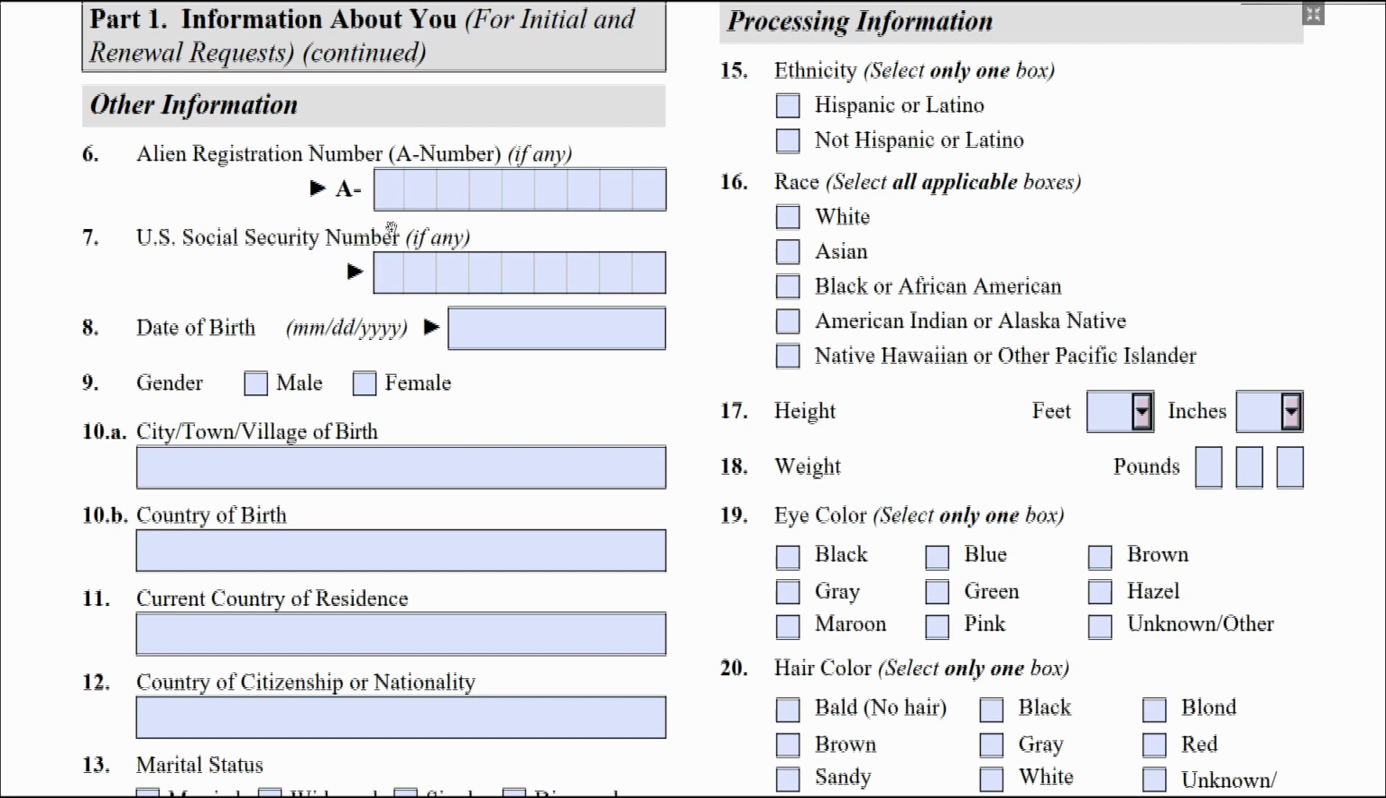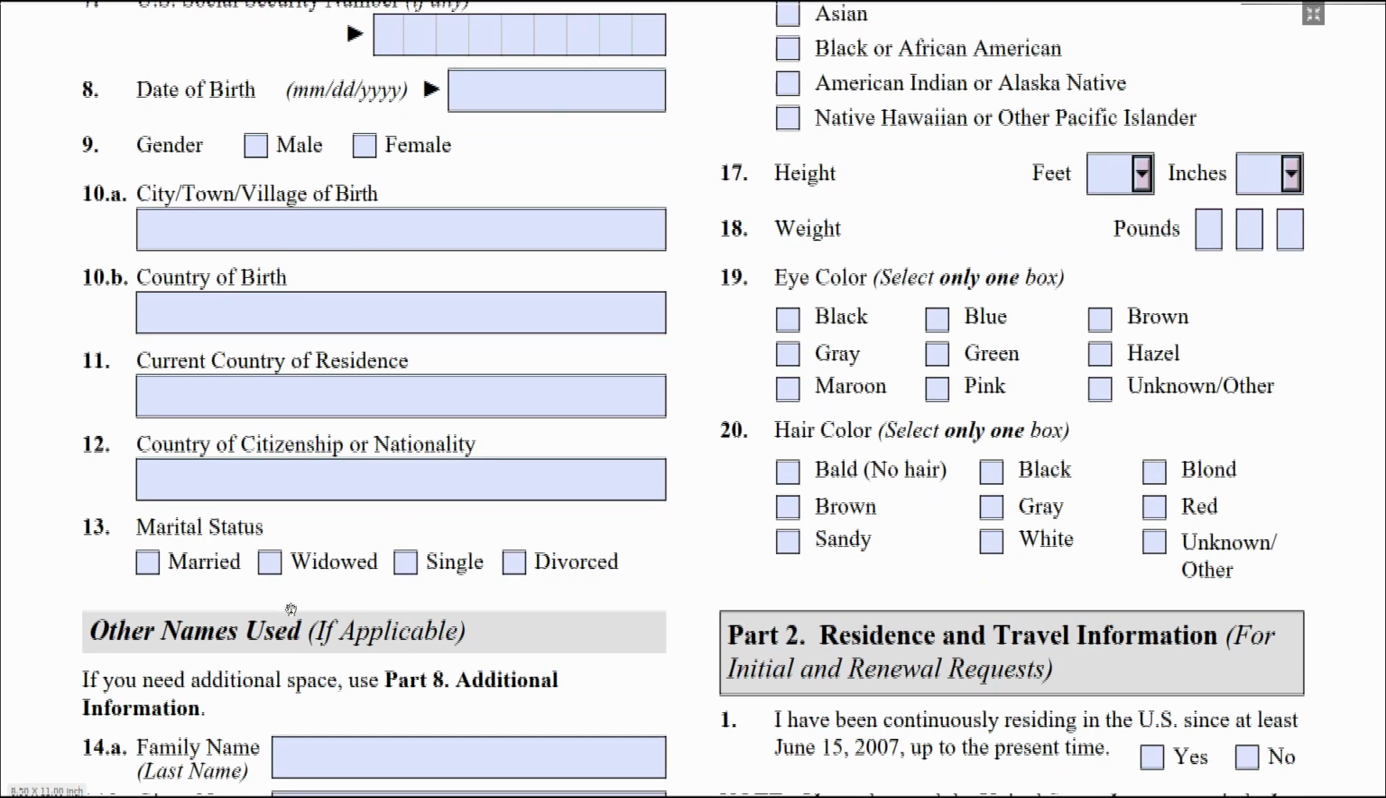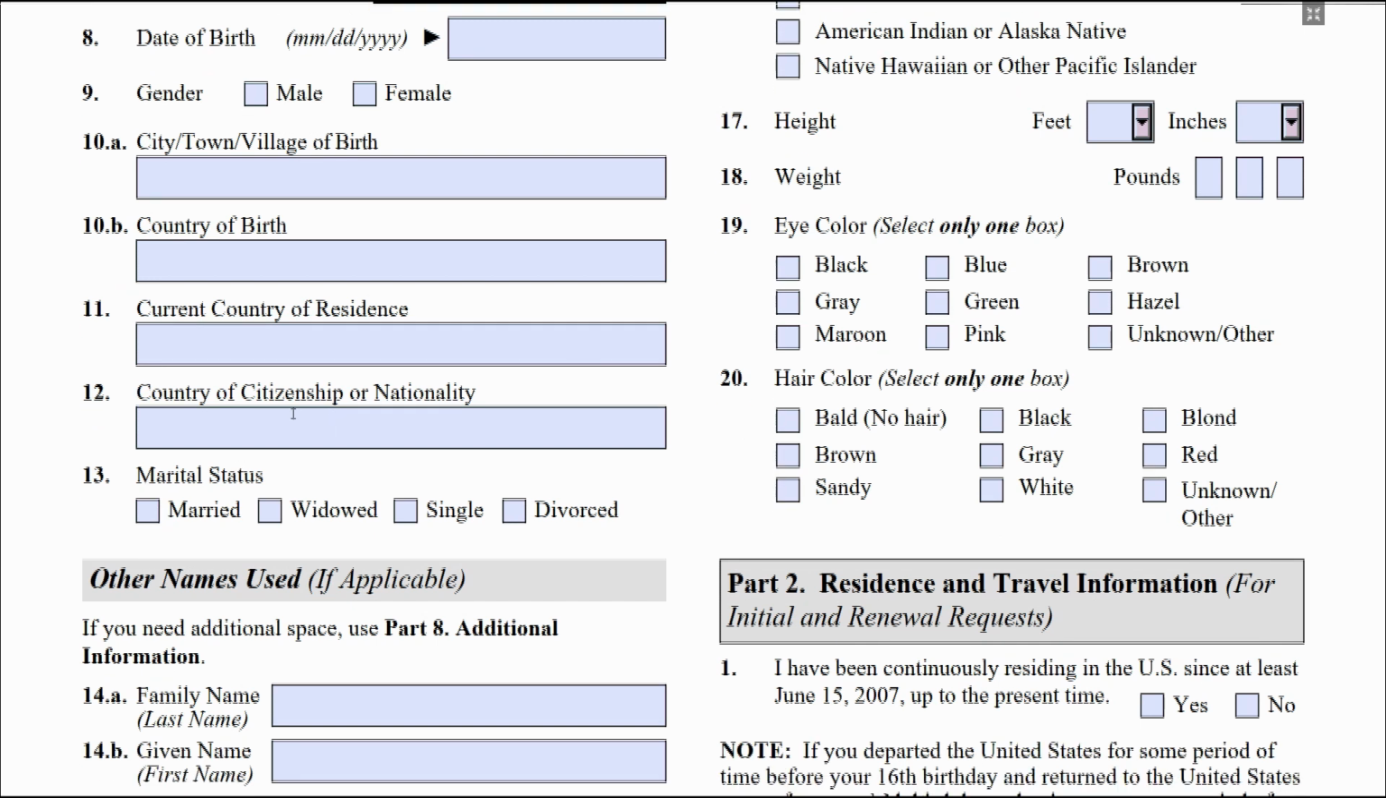The next part on page 2, it asks for your A number. You would put your A number here. The A number can be found on your work permit, as well as any notification that USCIS sent you. US Social Security number, it would be your US social number. Just look at your card. Date of birth, month, day, year, format. Gender, your city, town, village of birth, your country of birth, current country of residence, where you currently live, US. Country of citizenship, if you were born in Mexico, you would put Mexico. Whatever country you were born in, that's the country you would put.